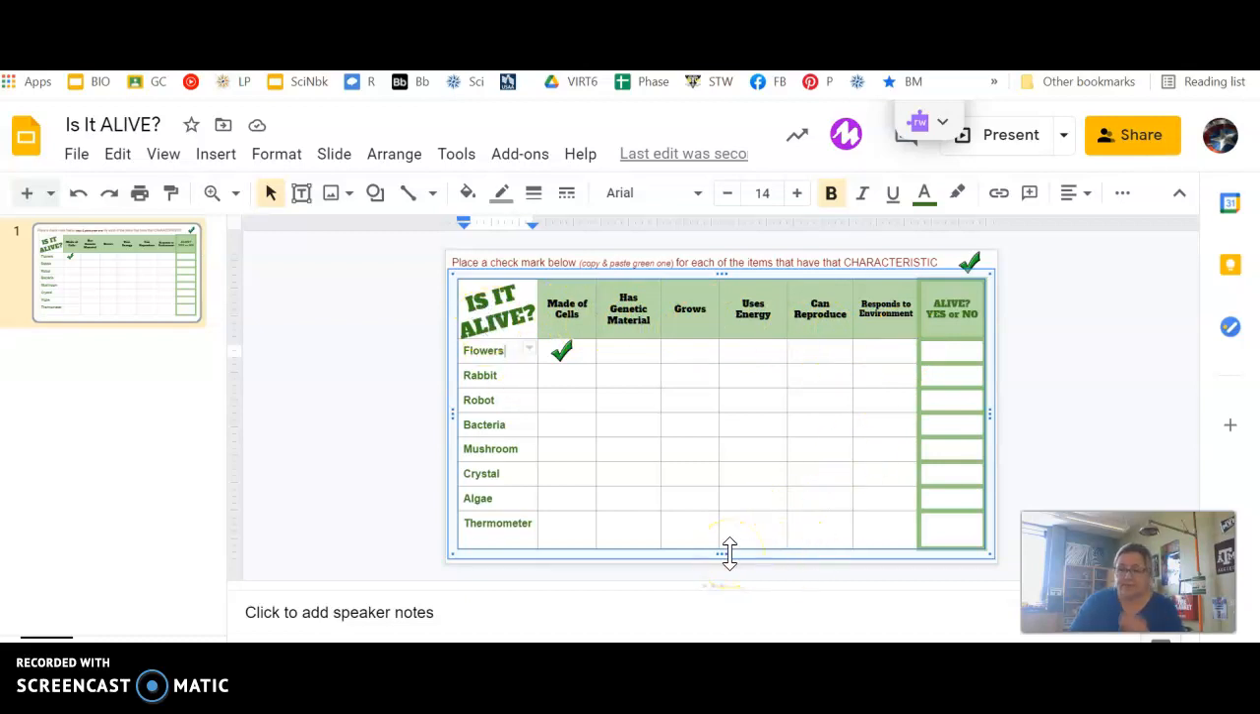I don't expect it to be perfect. Just do the best you can. It helps me see what we know and what we have misconceptions about. Okay, so just do the best you can, and then turn that in.